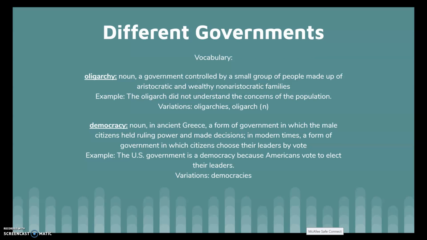Democracy is a noun. In ancient Greece, a form of government in which the male citizens held ruling power and made decisions. In modern times, a form of government in which citizens choose their leaders by vote. So example, the U.S. government is a democracy because Americans vote to elect their leaders. You're going to see democracies as a plural. You could see democratic. And that's talking about the style of government, not the political party.